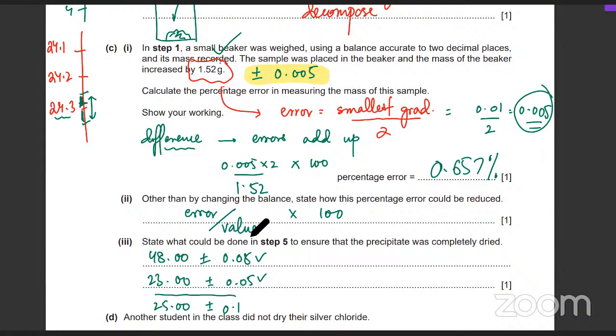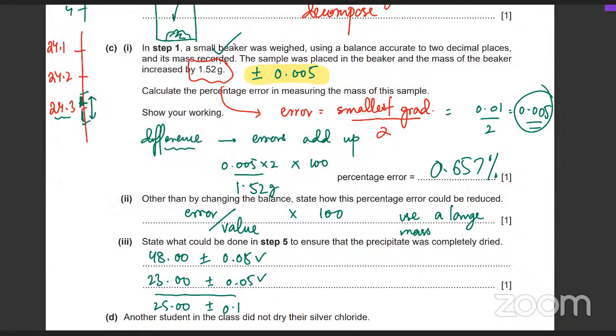So if you measure bigger values or use a larger mass of solid, like instead of using 1.52 grams, if you had a bigger mass, like 4 grams, the error would remain the same because your apparatus has the same error, right? So the error will remain the same, but your value will increase. So the percentage error will decrease. So remember, in chemistry, you always use bigger values, bigger masses. So use a larger mass, that's it. Larger mass of the solid. So instead of taking 1.52 grams, use a bigger mass. Is that clear?